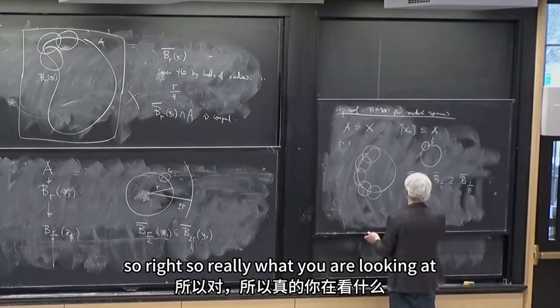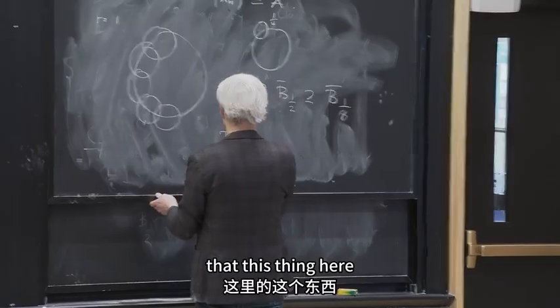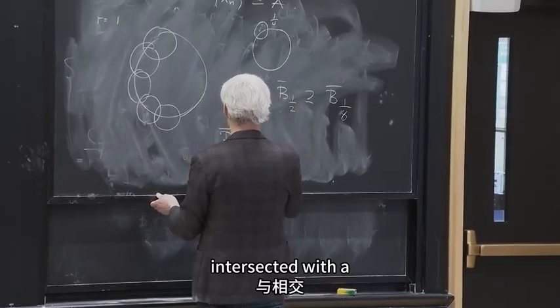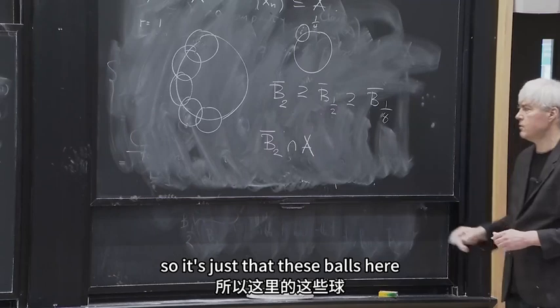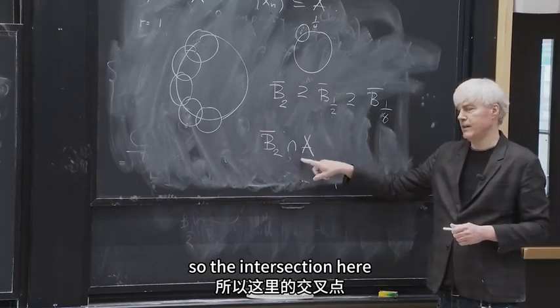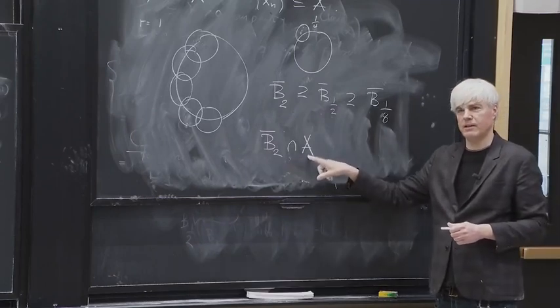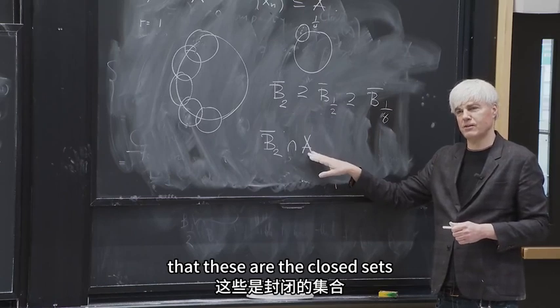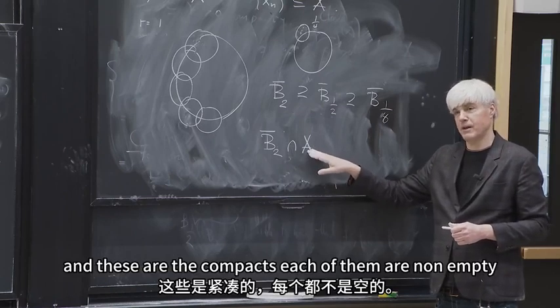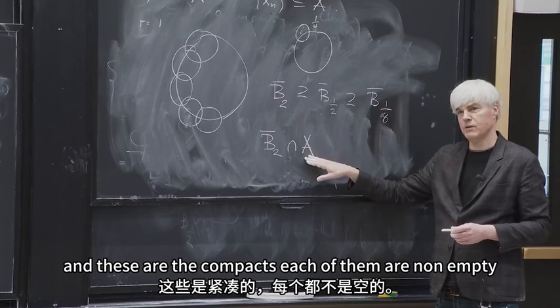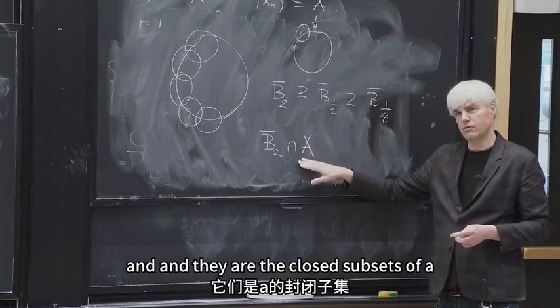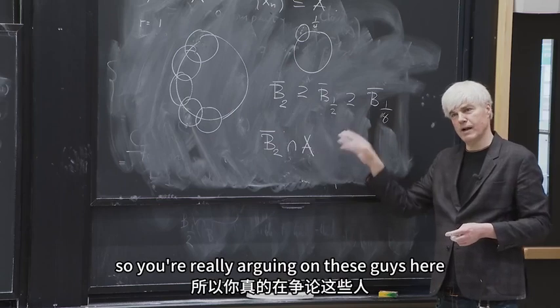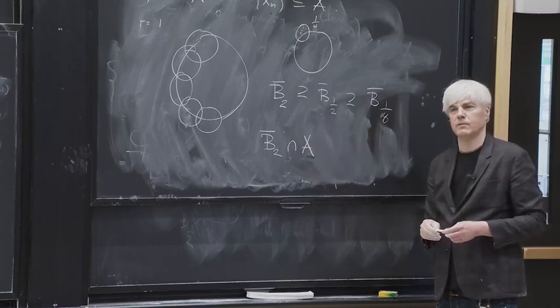So really what you're looking at is this thing here intersected with A, right? So these balls here, the intersection here, these are the closed sets, these are the compacts, each of them non-empty, and they are closed subsets of A, right? So you're really arguing on these guys here. You see what I mean?